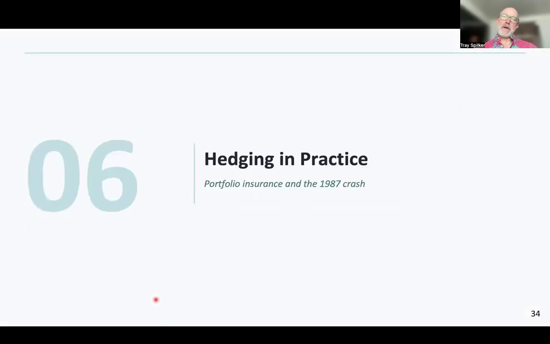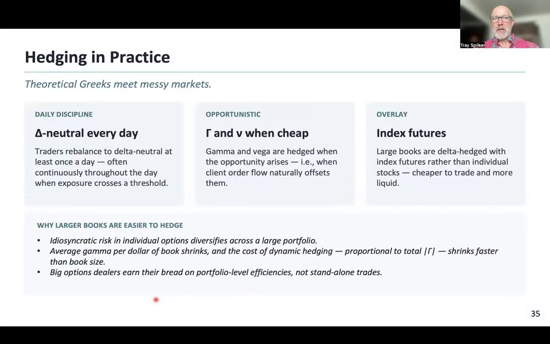We'll wrap up here and talk about hedging in practice. We've gone through the theoretical impact of the Greeks, and now we're going to introduce how messy markets put a lot of these assumptions in jeopardy, as it were. So how does this actually look on a trading desk? From a trading desk perspective, banks typically aim to keep the delta near zero throughout the day or at the end of the business day.